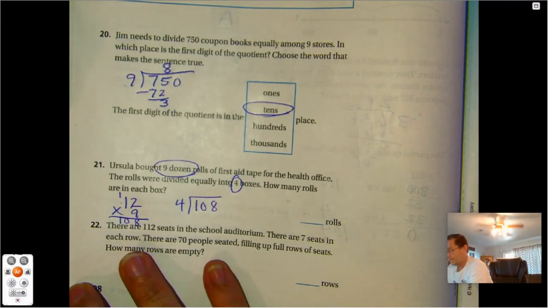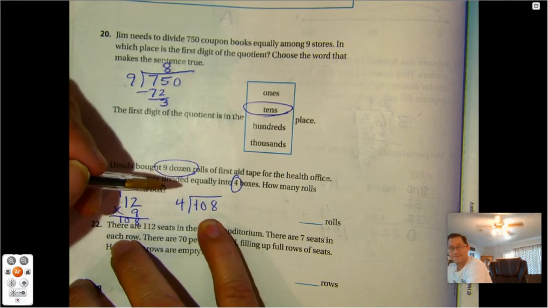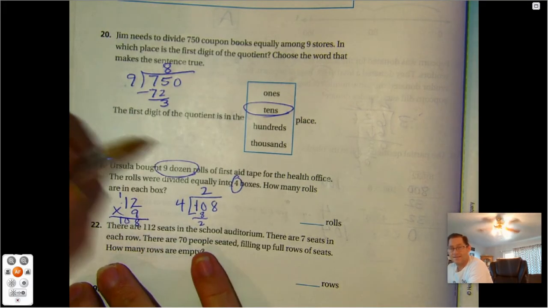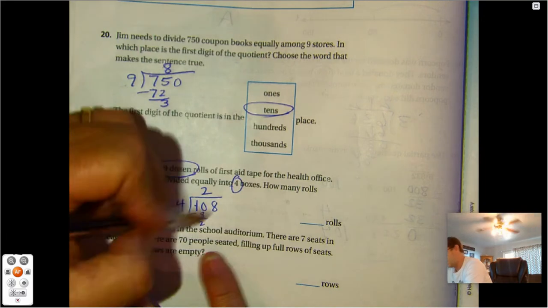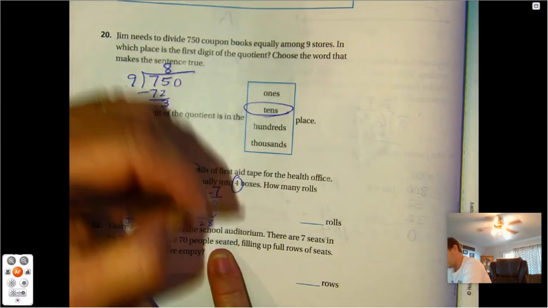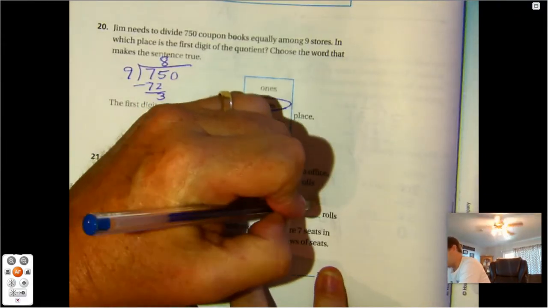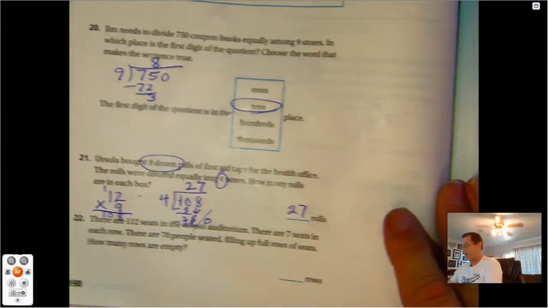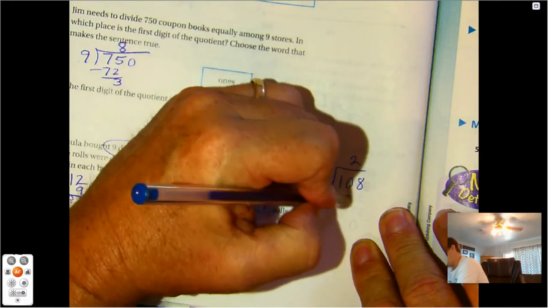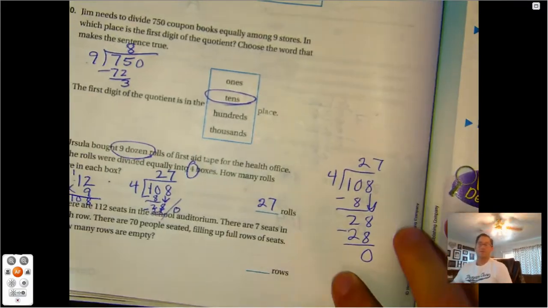I can't share the 1 hundred equally with 4, so I am going to go to 10 tens. Divided by 4 is 2. That leaves me 2 tens that I can't share with the 4 groups. So I'm going to regroup that for 20 plus the 8 that we already had. 4 times 7 is 28. 28 take away 28 is 0. So we have 27 rolls in each box. Okay, I'm going to rewrite that division problem over here just so you can see the subtraction properly. Okay, so that's what I got here. I'm sorry about the 28 over here.